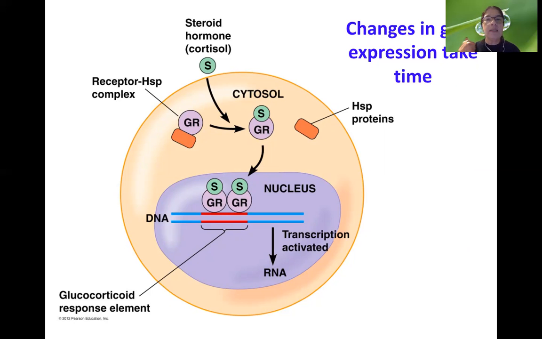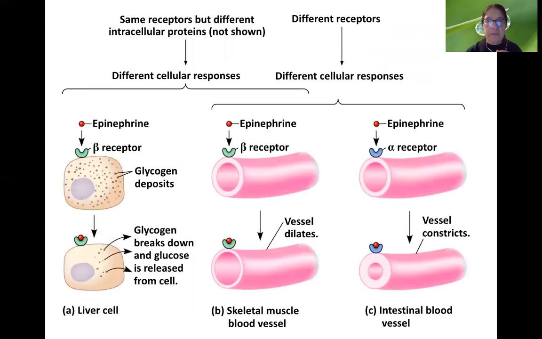Very simple. Signal enters, binds to receptor, receptor goes to the nucleus and turns genes on. There are no signaling cascades, there are no relay molecules. It is simple and elegant. However, I must warn you, these responses take a long time to happen because changes in gene expression take some time. And we're going to talk more about this a little bit later.